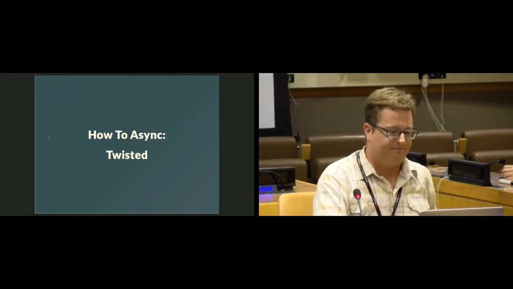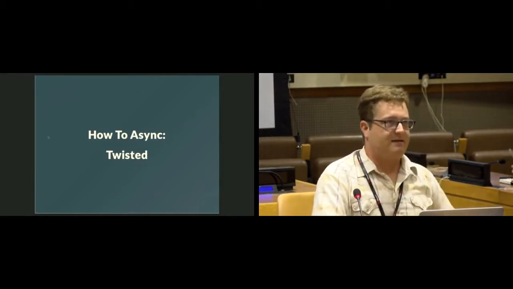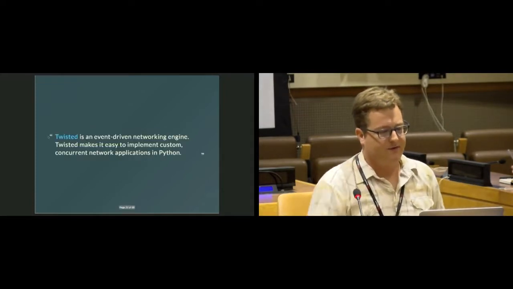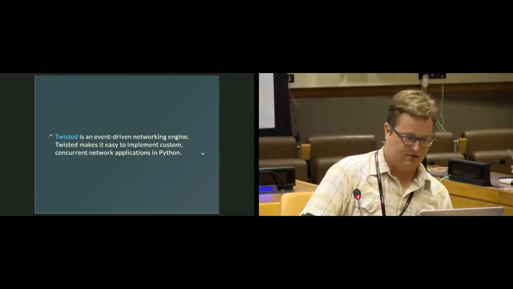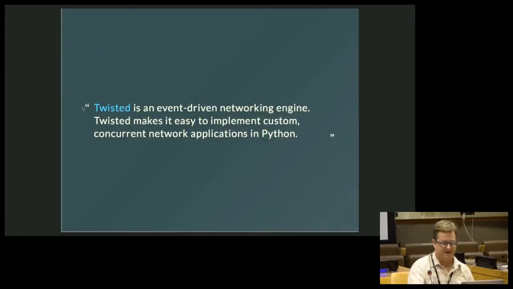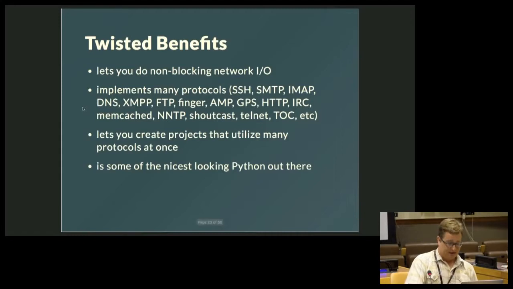So let's talk about how to async. I think one of the best examples in Python, at least historically, has been Twisted. Twisted is an event-driven networking engine. It makes it easy to implement custom concurrent network applications in Python. It lets you do lots of cool stuff. So non-blocking network I/O. So this is the concurrent code that we're talking about.